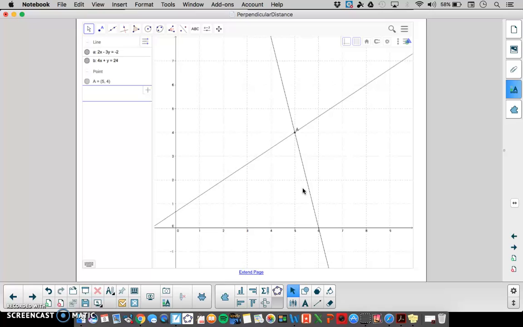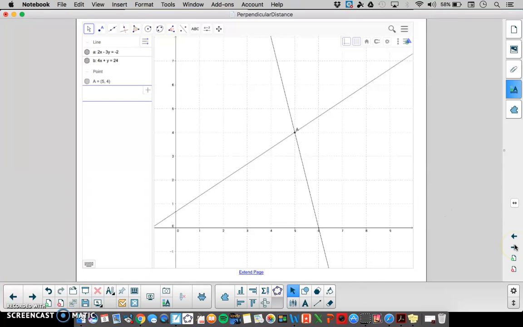So here are those graphed equations. We have 2x minus 3y equals negative 2, 4x plus y equals 24, and you can see our solution is that point (5, 4). And just showing that graphic representation of that system of equations.